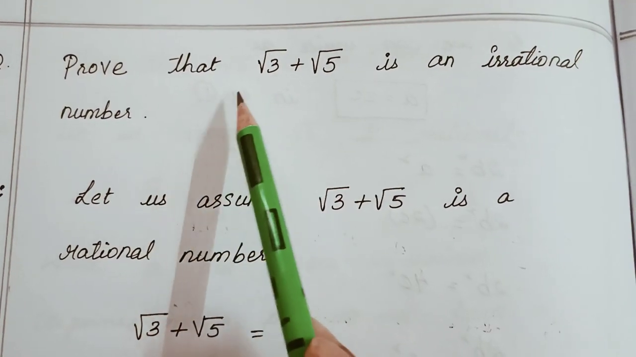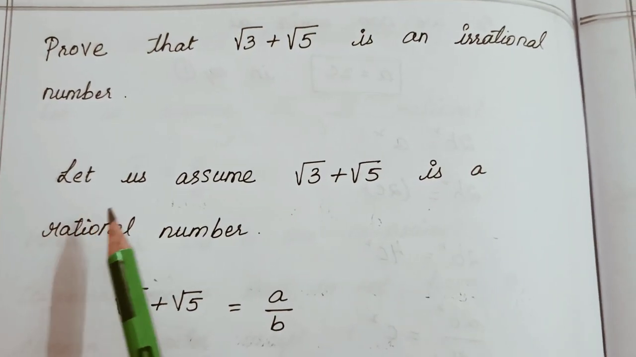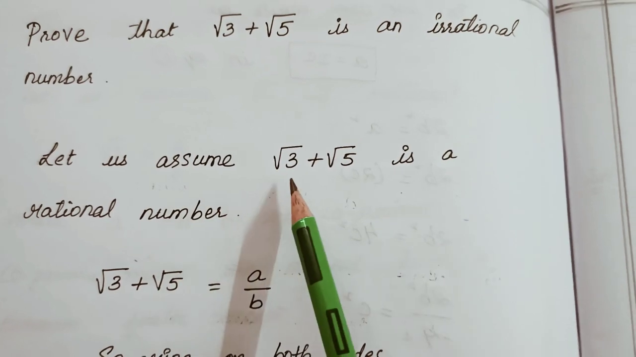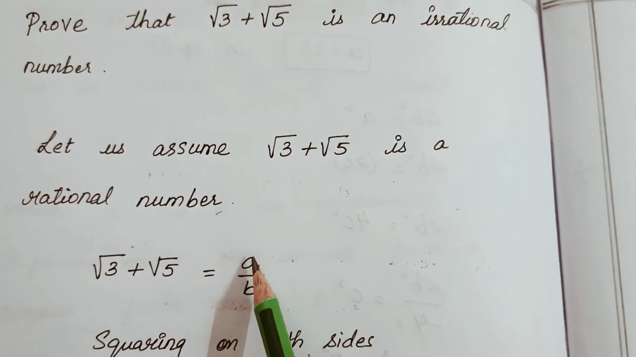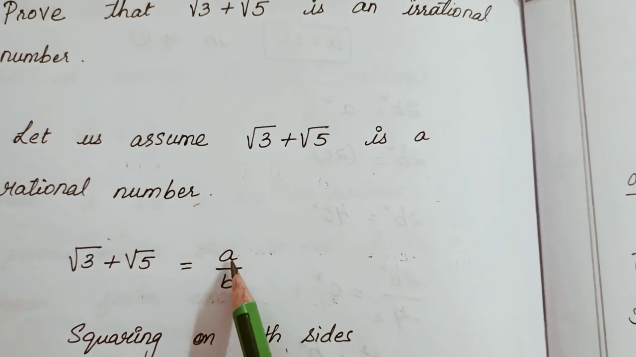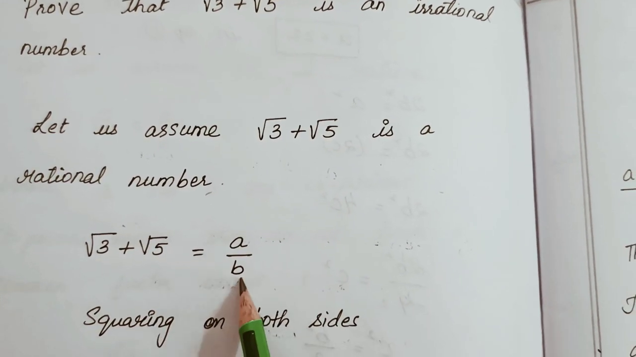Second question: prove that root 3 plus root 5 is an irrational number. First, let us assume root 3 plus root 5 is a rational number. A rational number is nothing but it is in the form of p by q, a fraction. So root 3 plus root 5 is equal to a by b.